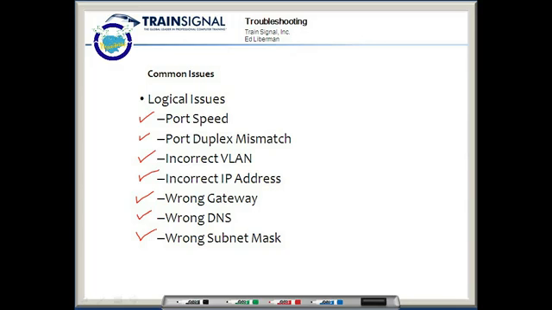And then of course wrong subnet mask, because every IP address has to have a subnet mask, and if you don't have the appropriate subnet mask, well then that IP address is effectively changed, right? I mean, if you have the IP address of 192.168.10.200 with a subnet mask of 255.255.255.0, that's completely different than if you have the same IP address but a subnet mask of 255.255.0.0. So you want to make sure that that is correct.